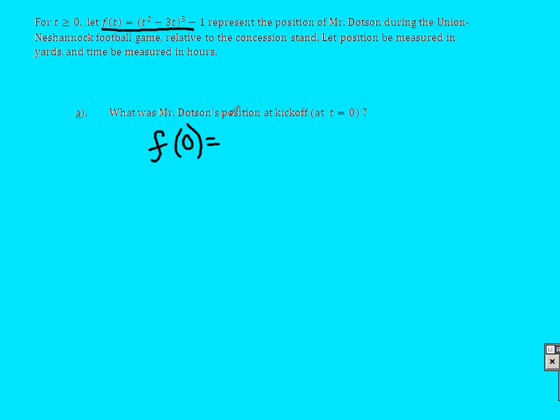So f of 0. Well, when I plug in, I'll have 0 squared minus 3 times 0, that whole thing cubed, minus 1. All this goes away. I'm left with just negative 1. We look for units. They wanted yards. So I'm at negative 1 yards at that point.